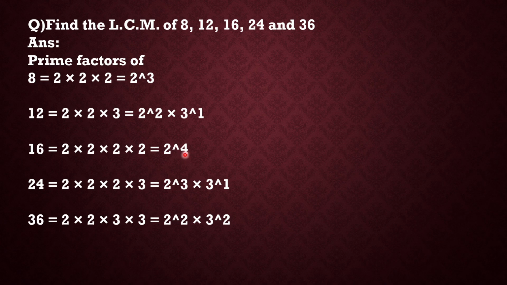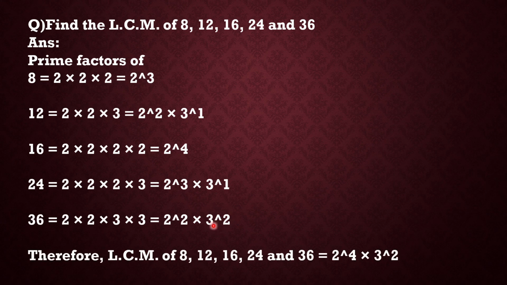Here when I compare all the factors, I'm going to consider 2 to the power 4, and among all these, 3 square is the highest power, no? So I'm going to consider both 2 to the power 4 and 3 square and multiply. That is 2 to the power 4 means 4 times 2, into 3 square means 3 into 3. When I multiply all this, I'm going to obtain 144. Please find out the prime factors and try to write them in exponent form.